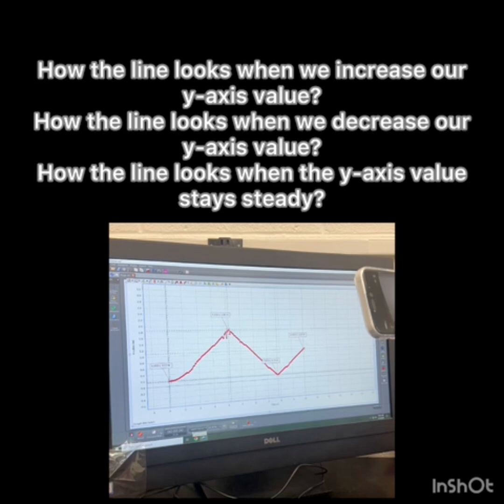For the third question, how does the line look when the y-axis value stays steady? When the y-axis value stays steady, the line appears perfectly horizontal or flat. This means that as time passes, the position remains constant, meaning the object is at rest. My graph does not have a flat section. A horizontal line at any height will represent a velocity of 0 meters per second.